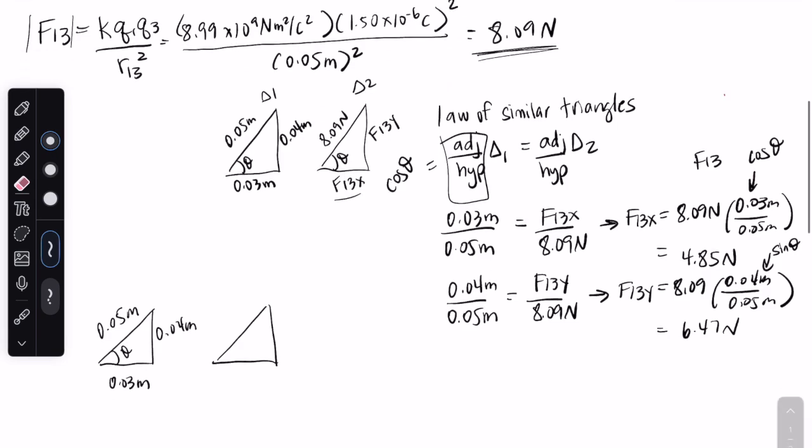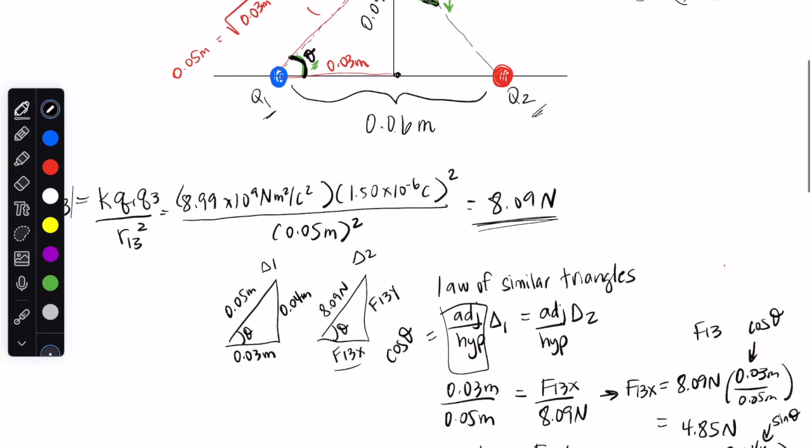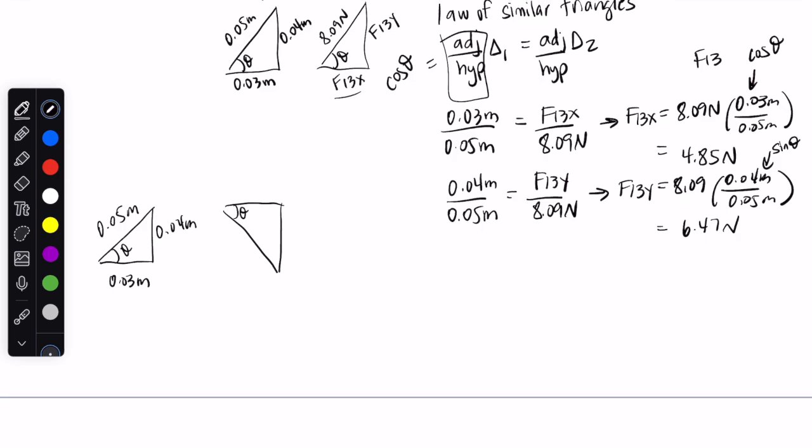Okay, so let's draw it and then we'll rotate it. We'll draw it the way we see it up there. I'm just trying to do it so that you can visualize it better. Okay, just to help you guys visualize it better. So this was theta. This is the y, right? F23y, because it's pointing down. F23x, and then this is F23.